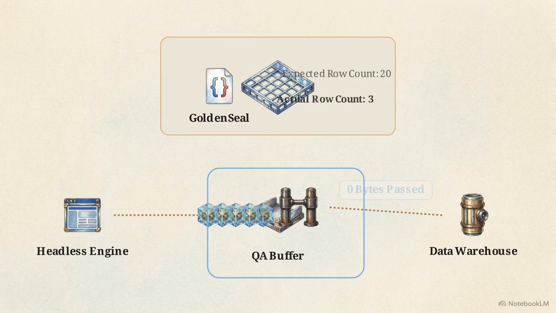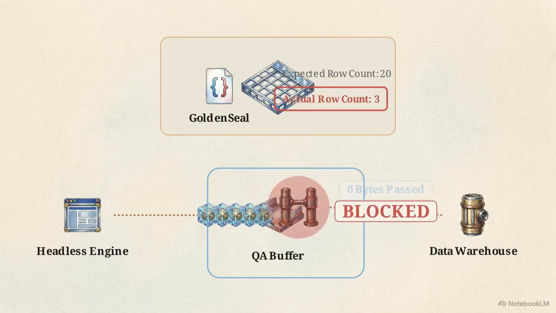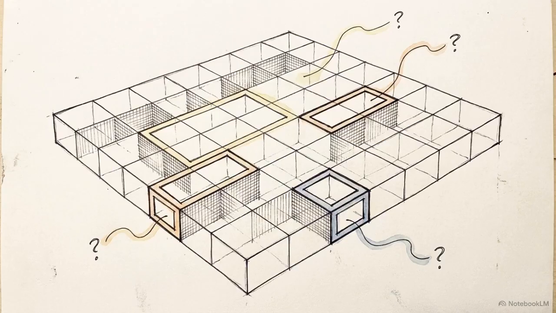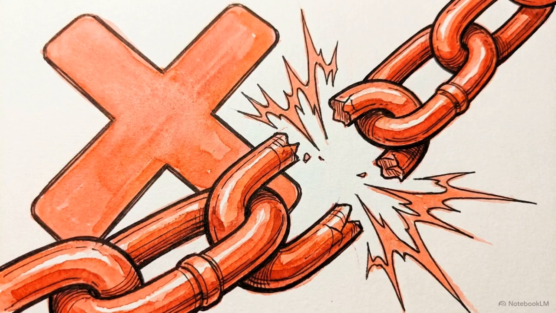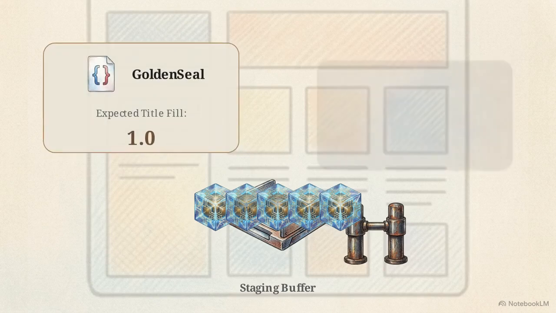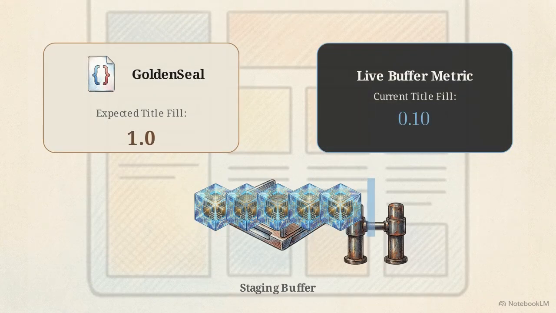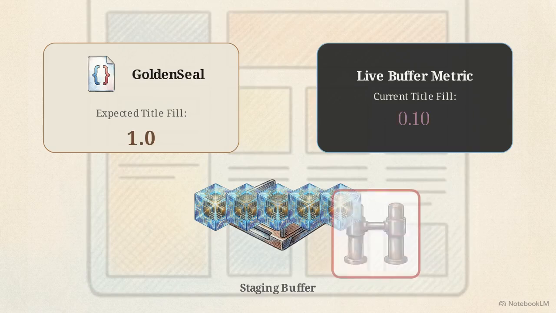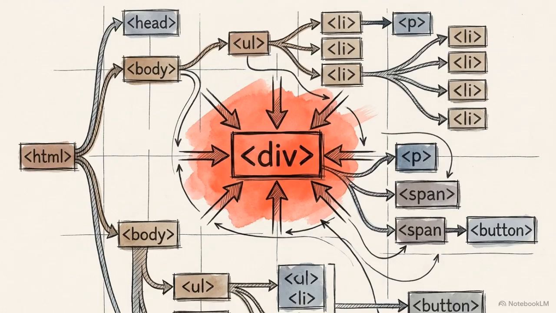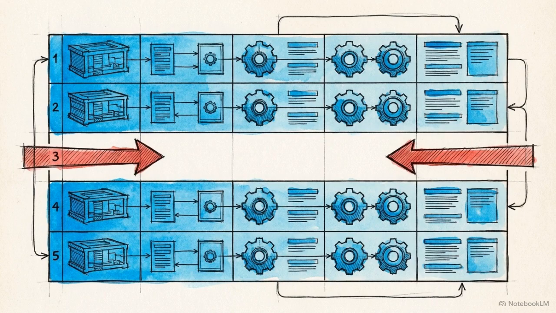The first validation check is the density invariant, which measures runtime layout stability. If the golden seal expects 20 rows and the runtime extraction yields 3, the density invariant fails. It instantly detects if a page is unhydrated or overhauled. The pipeline resets. The lineage invariant then measures selector drift, comparing an expected 1.0 title fill rate against a reality of just 10%. A lineage invariant failure proves that a specific DOM element has mutated. Even if the total row count remained identical, the individual selectors are no longer pulling the correct data.